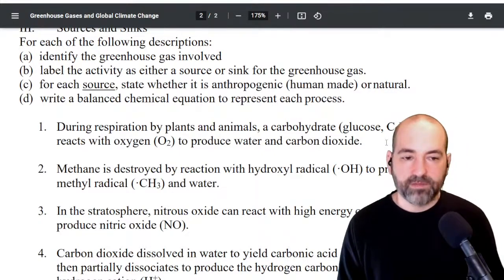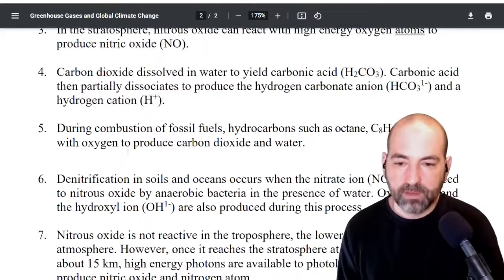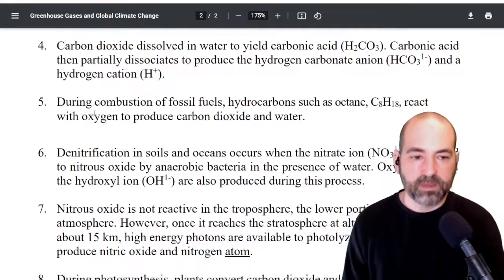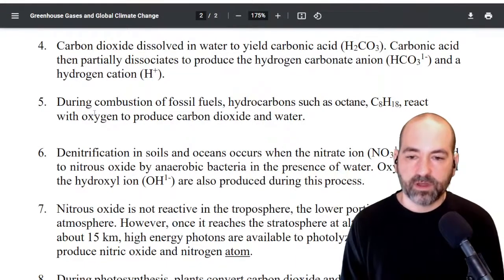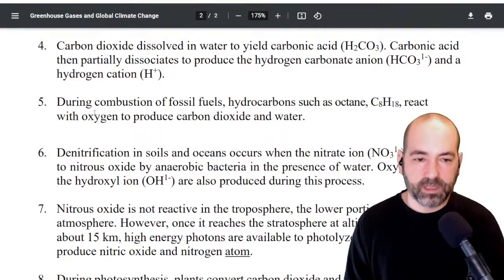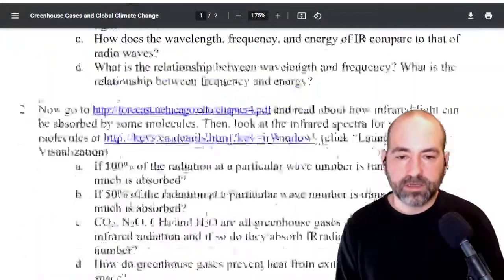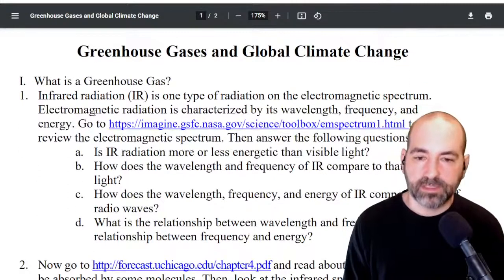So what's an example of an anthropogenic or human process? If we go down here, like number 5 is pretty clear. Combustion of fossil fuels. That's something that we're doing as humans, not something that just naturally occurs. So we would say that is an anthropogenic source of greenhouse gases.